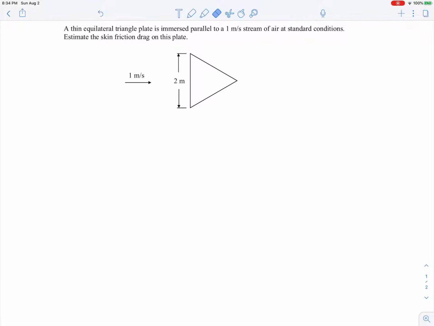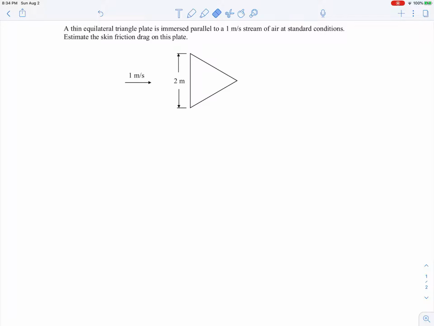In this example, we're asked to find the skin friction drag on this thin equilateral triangular plate, which is immersed parallel to a 1 meter per second stream of air. One of the first things to note is that the skin friction drag on this plate will act on both the side facing toward us and the back side of the plate. Since it's a thin plate, there's a front side and a back side, so we have to make sure that we account for both sides.